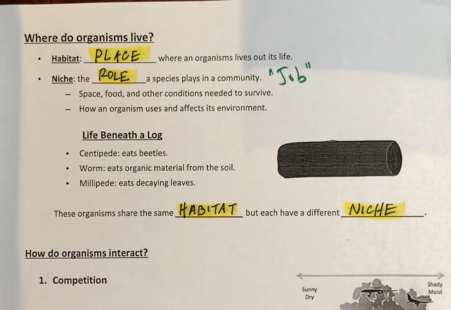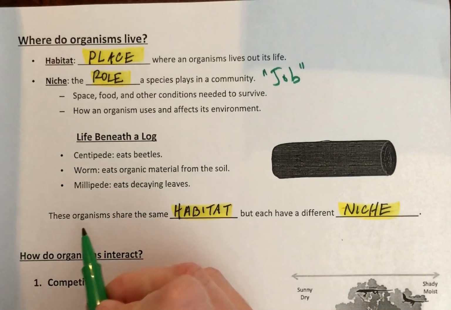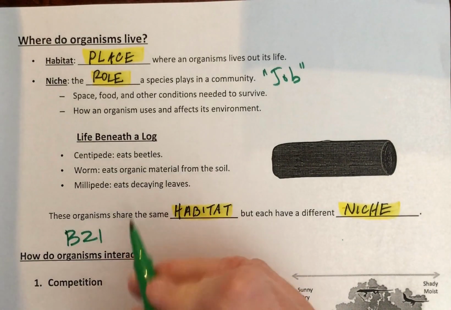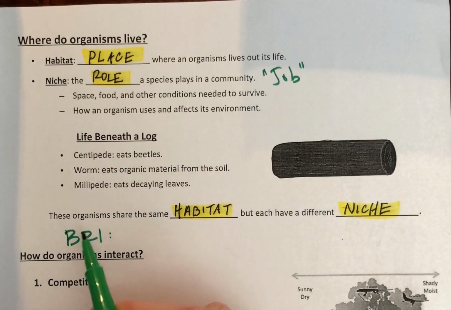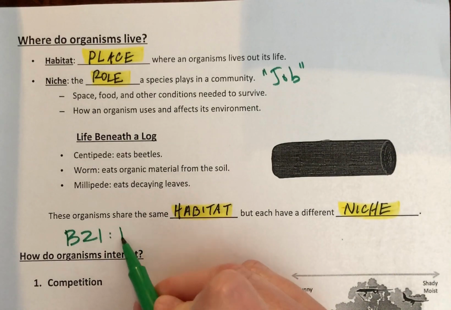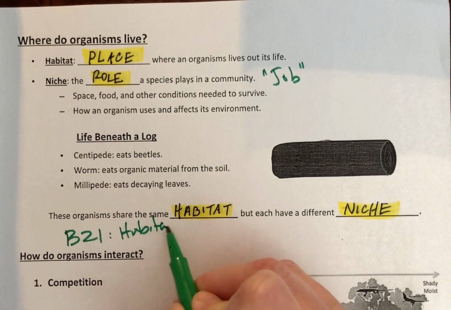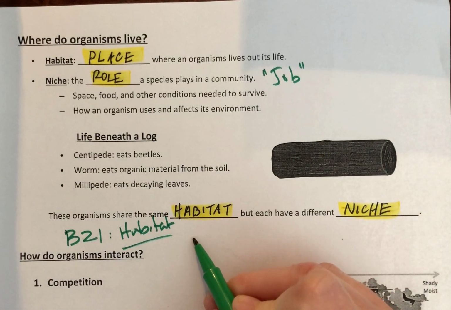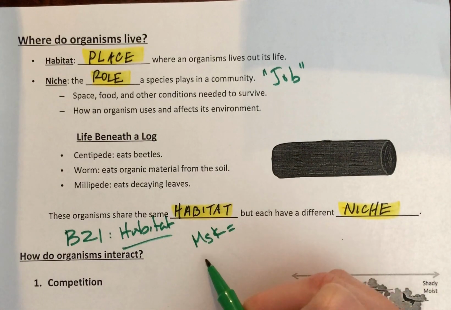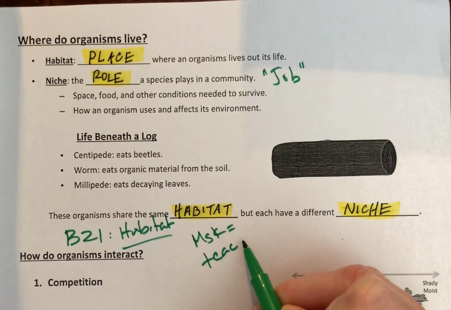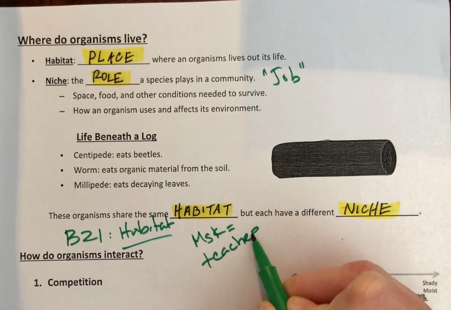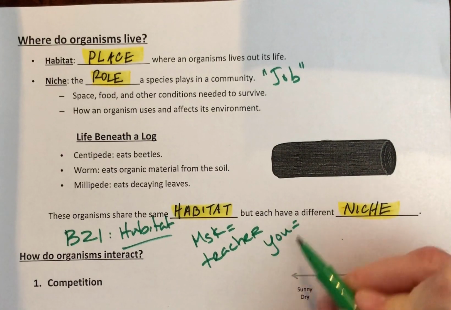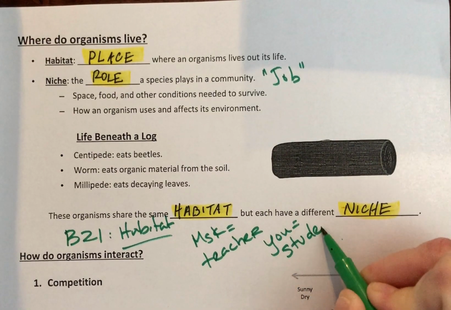The good example of this is if we take our habitat, remember our good old B21, that would be our habitat. But you and I, we have different niches. So Miss K, her niche is she's a teacher. Pretty good one, I might add. And you guys, your niche is student.